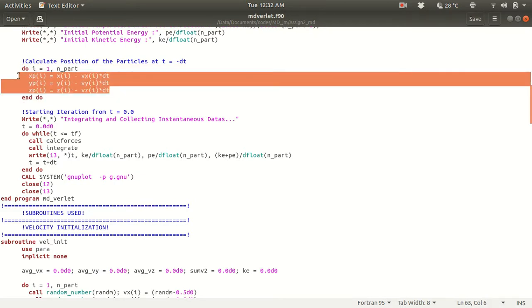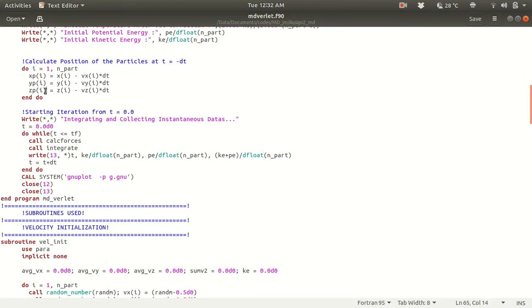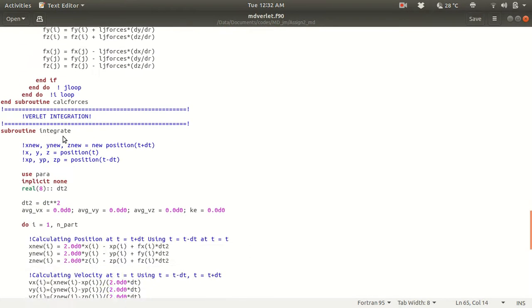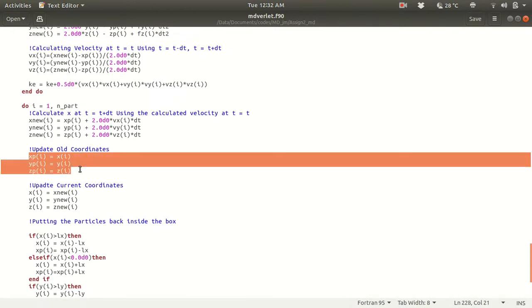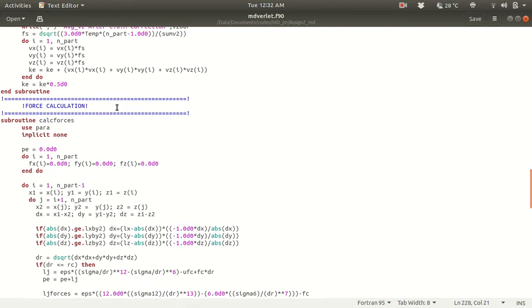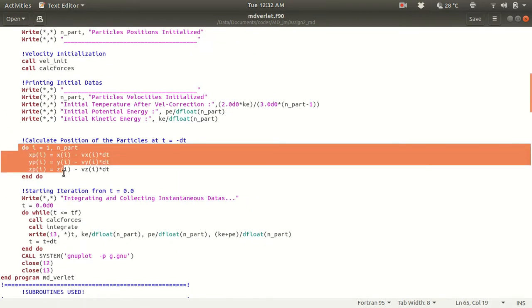So using Euler we can calculate xp, yp and zp for the first step. For the other steps, as we know, we have already calculated here that xp is basically this. I am updating xp every time at each step, but for the first step only we will be needing this. So that's why this first step uses the Euler method.